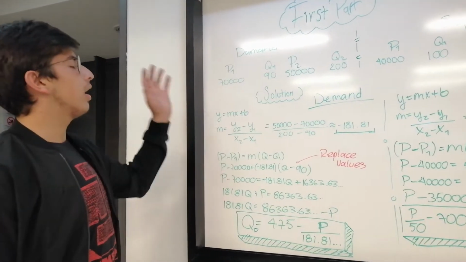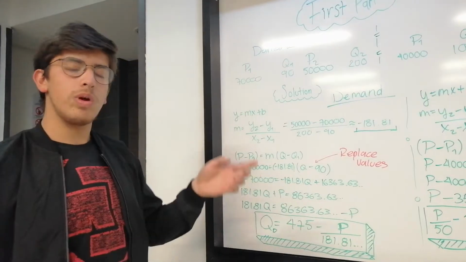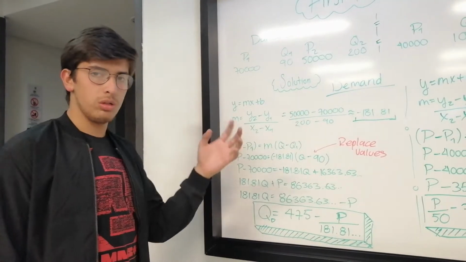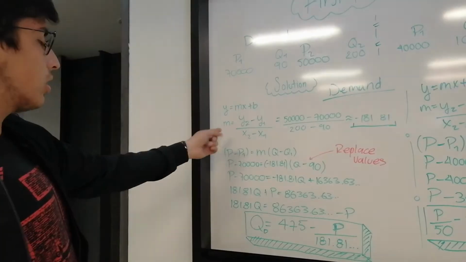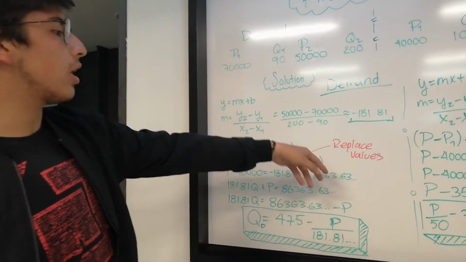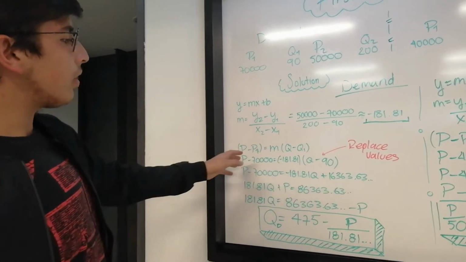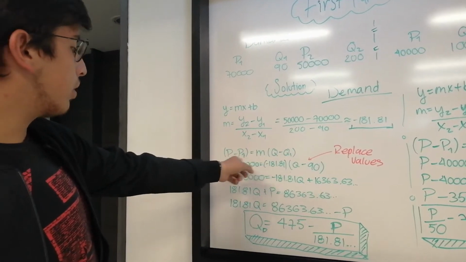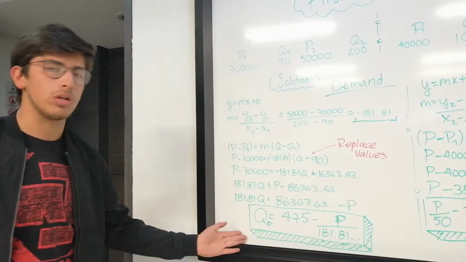Those are the prices and quantities that we are going to use to create the demand equation. Okay, the solution: the first part is to take the slope, replace values, and find the slope. It's the same in this part: replace the values in the equation and find the demand equation.